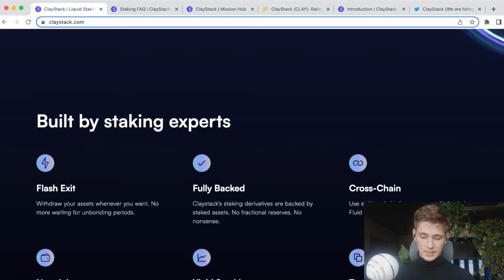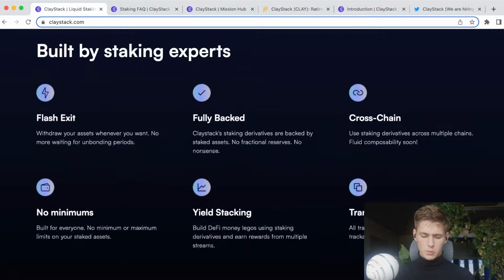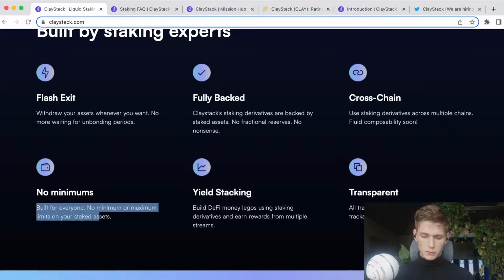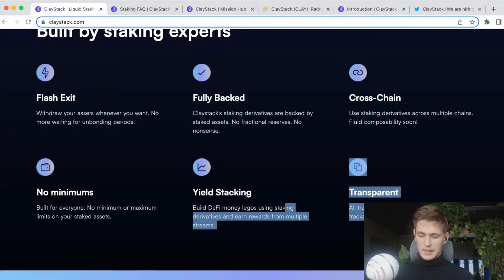It will be fully backed. Claystack's staking derivatives are backed by staked assets. No fractional services, no nonsense. Of course, it will be cross-chain, which is very good. No minimums, built for everyone, no minimum or maximum limits on your staked assets. Yield staking, build DeFi money Legos using staking derivatives and earn rewards from multiple streams. And last but not least, transparent. All transactions, reserves and vaults are trackable on-chain.